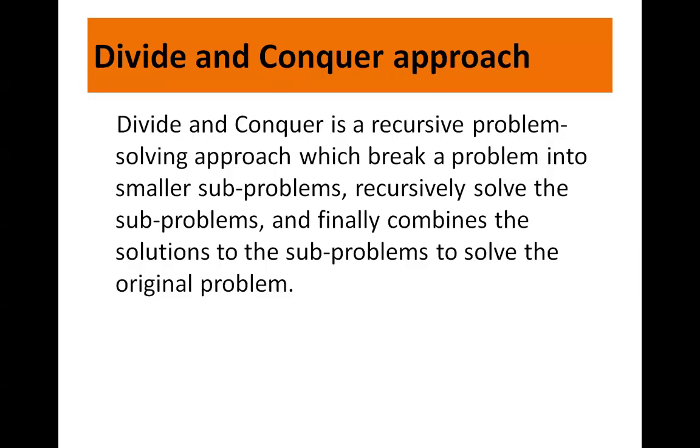This is a simple definition. Divide and conquer is a recursive approach which breaks a problem into smaller subproblems recursively, solves the subproblems, and finally combines the solutions of the subproblems to solve the original problem. So in short, we take a problem, divide it into smaller subproblems, solve them recursively, and combine the solutions of the subproblems into a final solution.